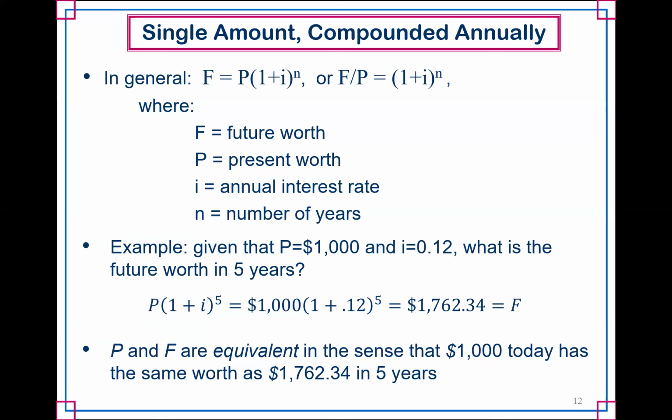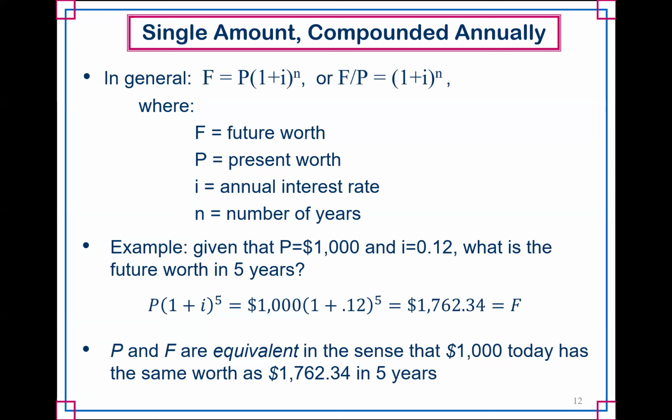So if we do our calculation here with $1,000 for now, our interest rate is 12% and our period is 5 years, then what we end up with is a future value at the end of 5 years of $1,762.34.